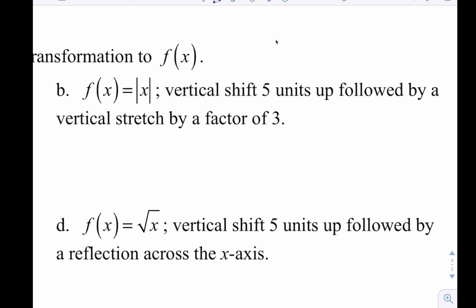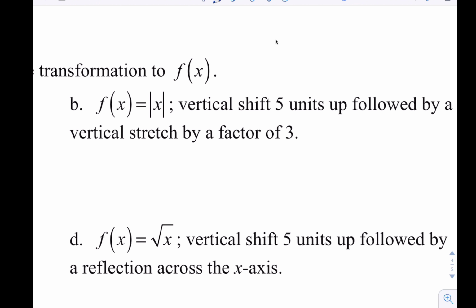Okay, so the next one says you have the absolute value, and then you are moving it up 5, followed by a vertical stretch by a factor of 3. Again, you've got to remember the order that you do it. So the first one, vertical shift 5 units up. That's just f of x. You're going to take your original function and just add 5 to it. So your new function now is going to be the absolute value of x plus 5.